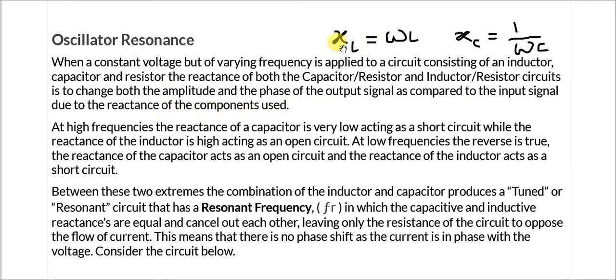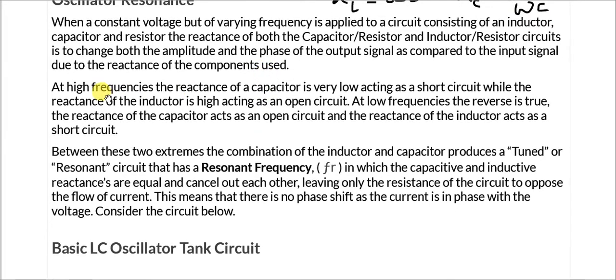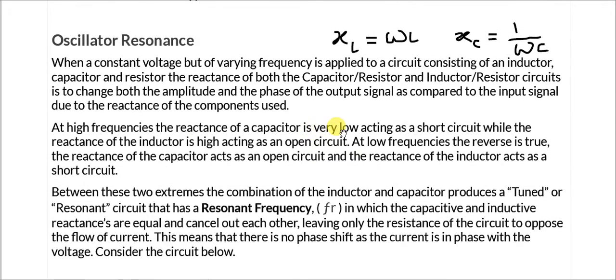So you can see they are frequency dependent. As the frequency increases, XL will increase while XC will decrease. If the frequency decreases, XL will decrease while XC will increase. So at the highest frequencies, the reactance of the capacitor is very low. That is, if the frequency is very high, omega is very high, 2 pi f, so XC is small, while XL will be high.